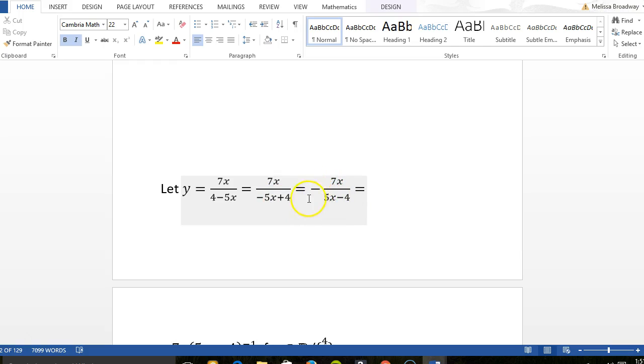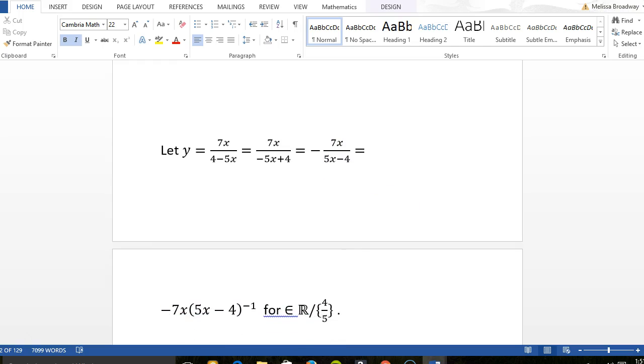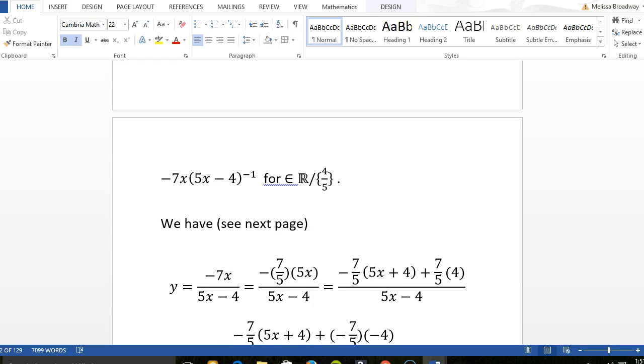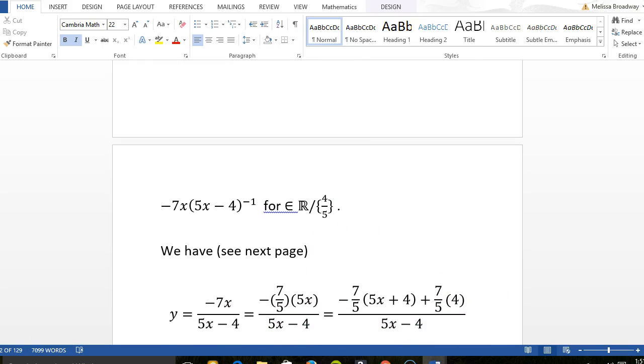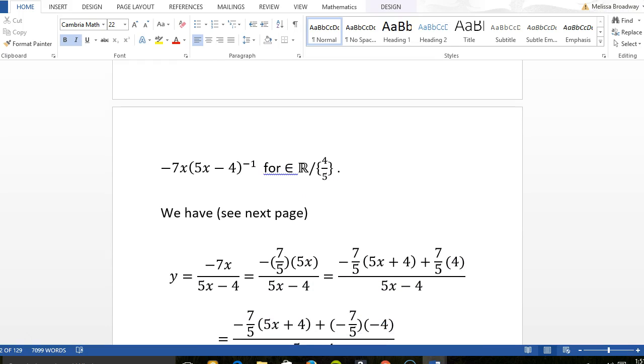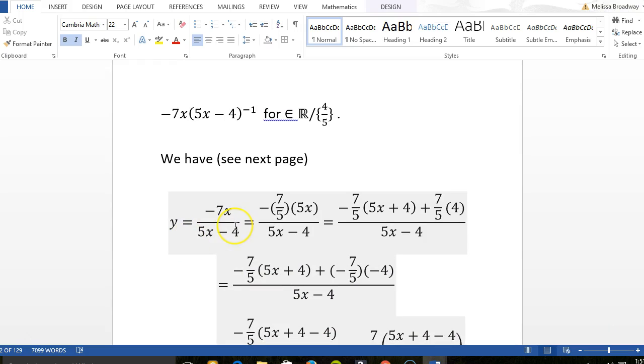I take negative 1 out here. I change the negative 5x to a positive 5x. I change the positive 4 to a negative 4. Okay, so what of it? Notice that this can be thought of as negative 7x times parentheses 5x minus 4 to the negative 1 power. That's what the negative 1 power means, divide. And our domain can be anybody but 4/5. Obviously, we don't want 4/5 to go here, we'd get 0 on the bottom. But any other real number is fine. So y equals this.